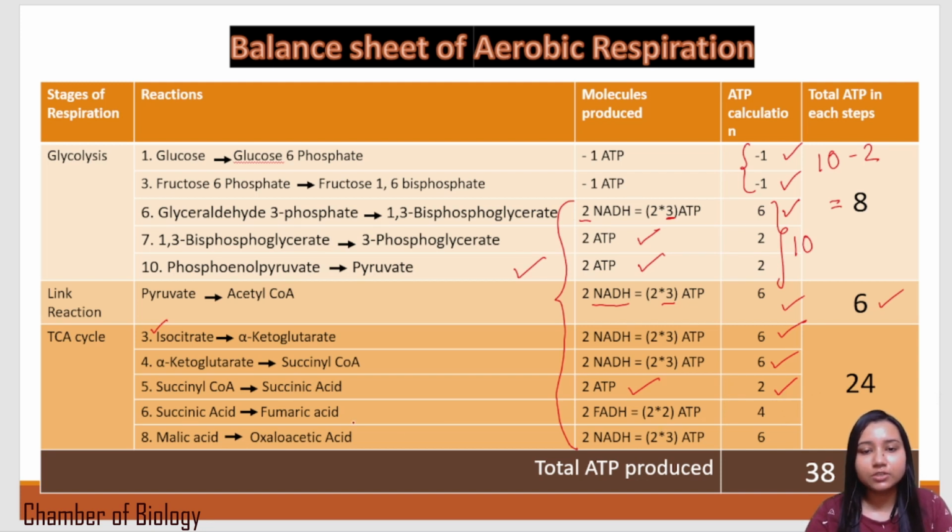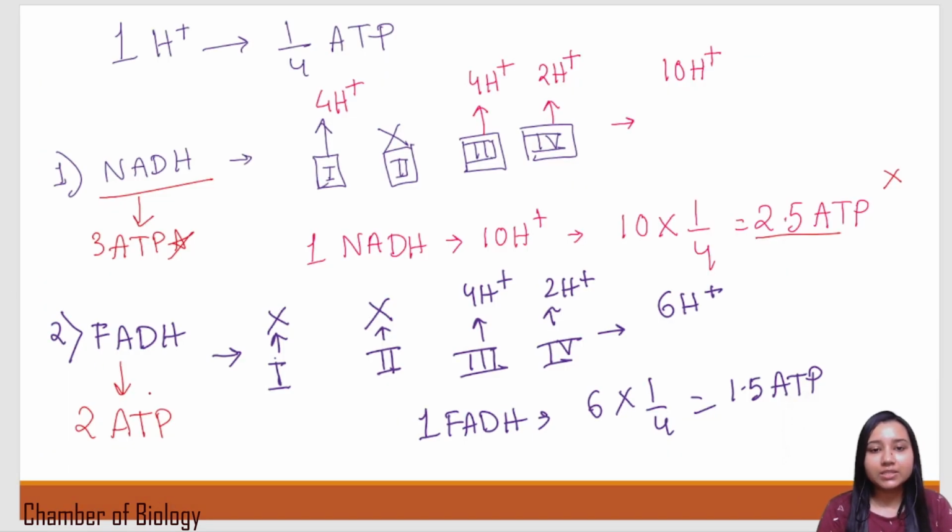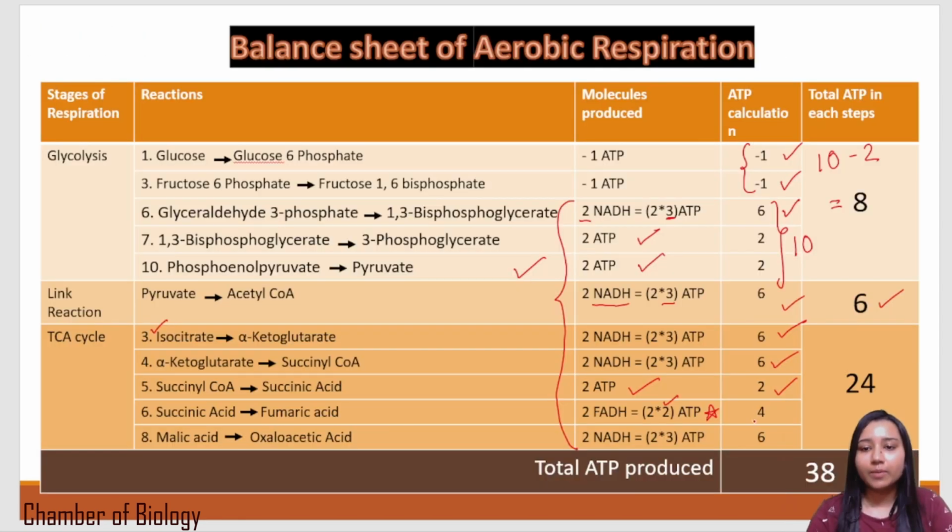And succinic acid to fumaric acid, again there was a dehydrogenation, but here not NADH but FADH is going to be released. So we are multiplying by 2, because we have studied 1 FADH is 2 ATP. So now we will see 4 ATP are going to form. Now malic acid to oxaloacetic acid. Again 2 NADH, so it is going to be 6 ATP. So this comes as 24. So 24 ATPs are going to be released from the oxidation of the acetyl CoA, right?